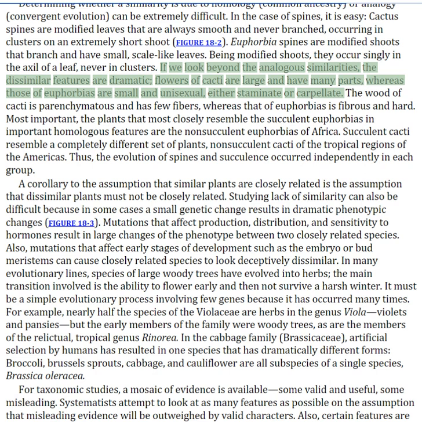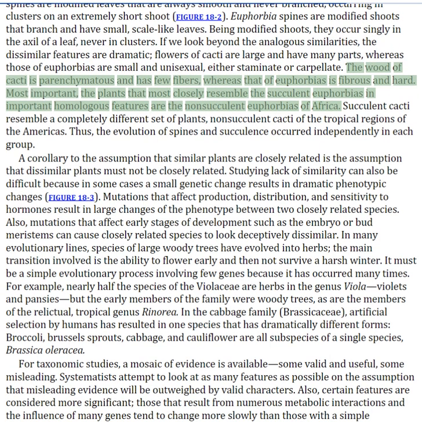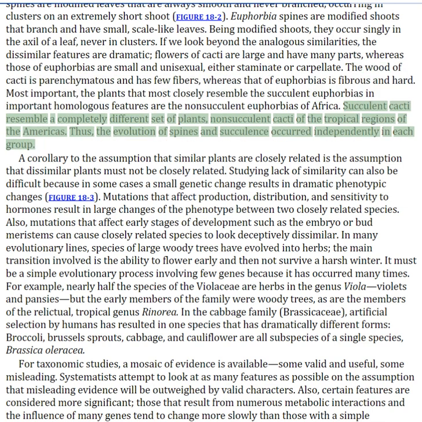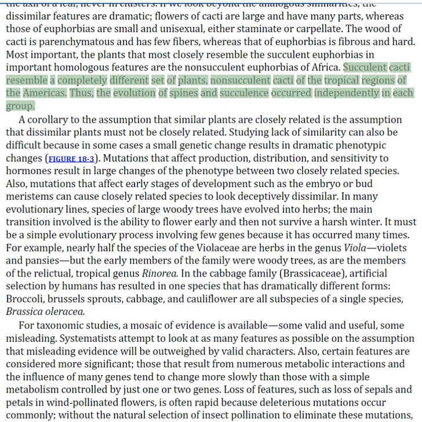Flowers of cacti are large and have many parts, whereas those of euphorbias are small and unisexual, either staminate or carpellate. The wood of cacti is parenchymatous and has few fibers, whereas that of euphorbias is fibrous and hard. Most important, the plants that most closely resemble the succulent euphorbias in important homologous features are the non-succulent euphorbias of Africa. Succulent cacti resemble a completely different set of plants, non-succulent cacti of the tropical regions of the Americas. Thus, the evolution of spines and succulents occurred independently in each group.